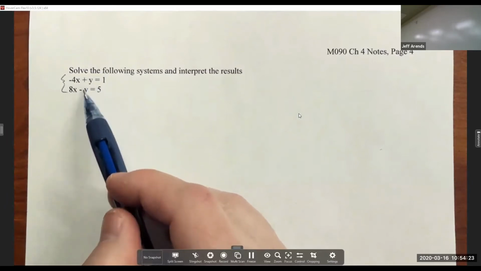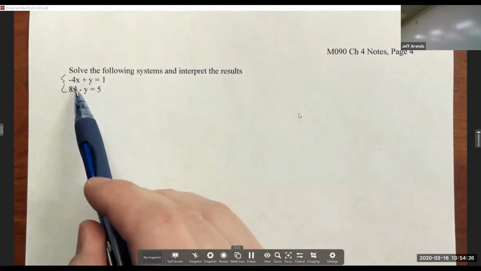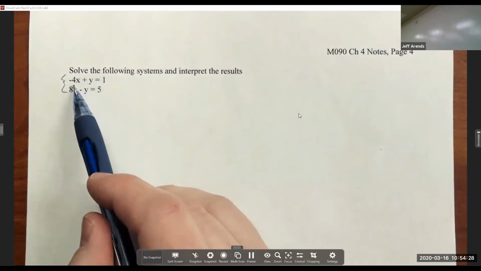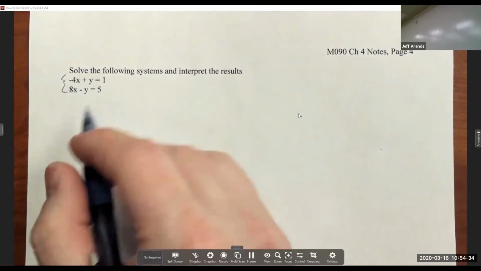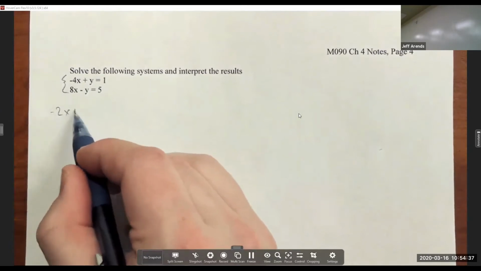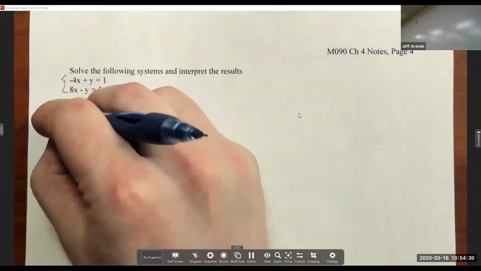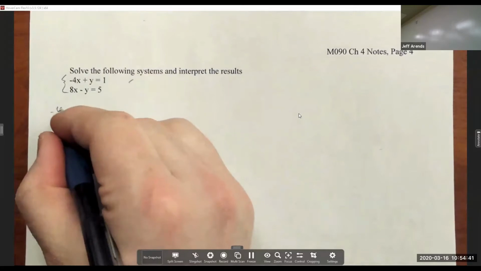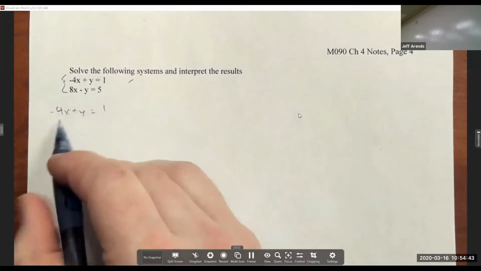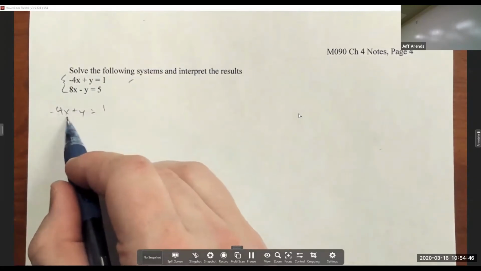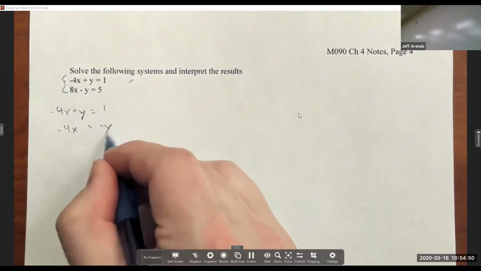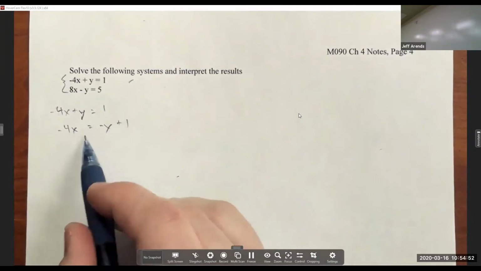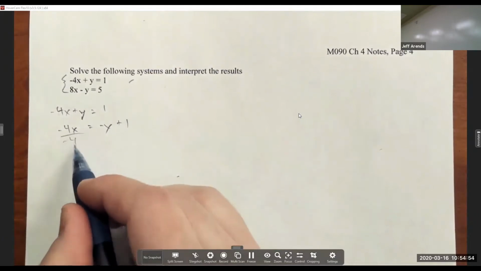The reason we want to solve for those sorts of variables is because I could technically solve for maybe this x, but let's look at what would happen. I would get -4x plus y equals 1. If I'm solving for this x, I'd want to start by subtracting y from both sides. I get -4x equals the opposite of y plus 1, and then divide both sides by -4.